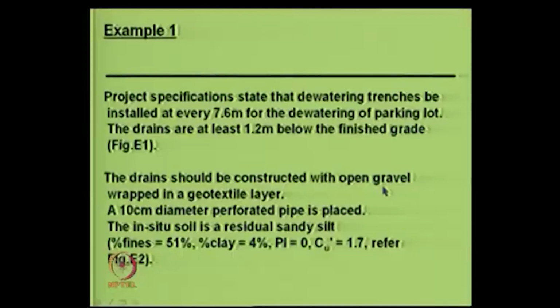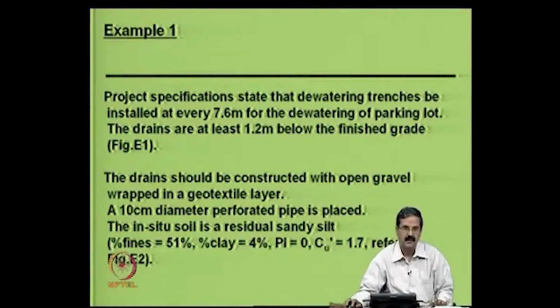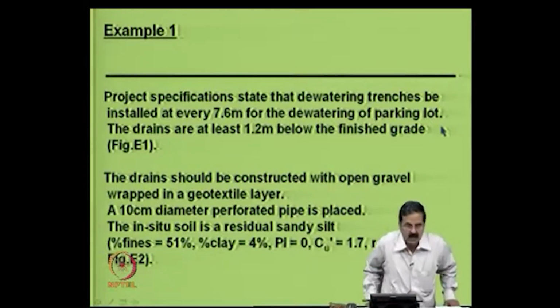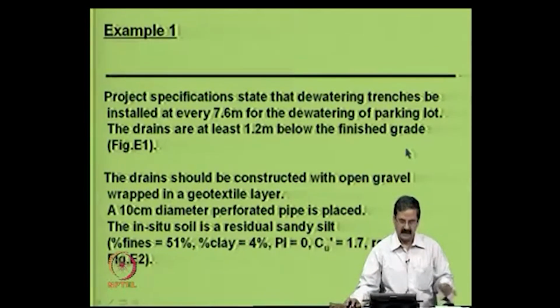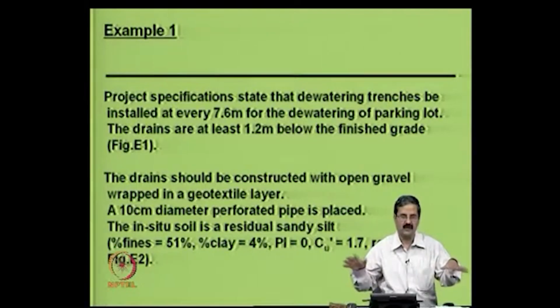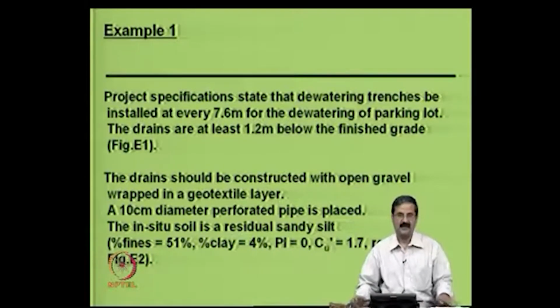So I would like to illustrate some of these things with an example. The project specification states that dewatering trenches need to be installed every 7.6 meters of the parking lot. For the dewatering, if you remember, parking lots are constructed in a low-lying area. Assume the parking lot is constructed in a place where there was a lot of water previously, and there is a possibility that water can come. If you are designing a parking lot, obviously you should see that the water is not there at the top, so it should be lowered.